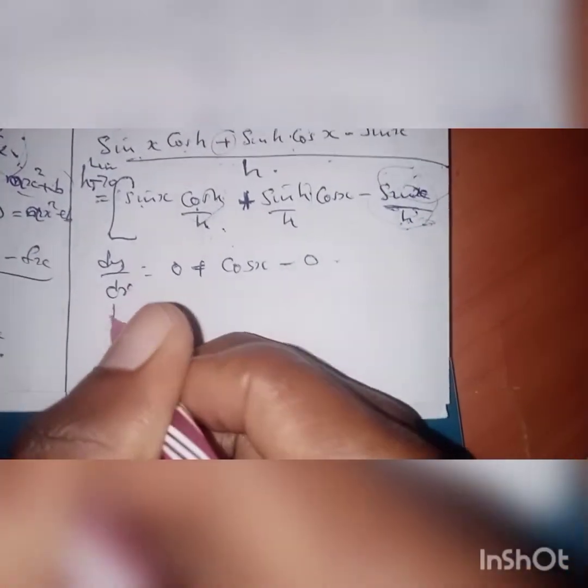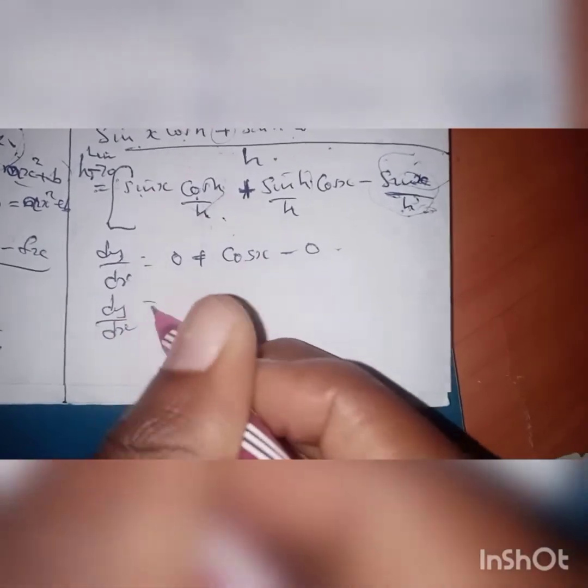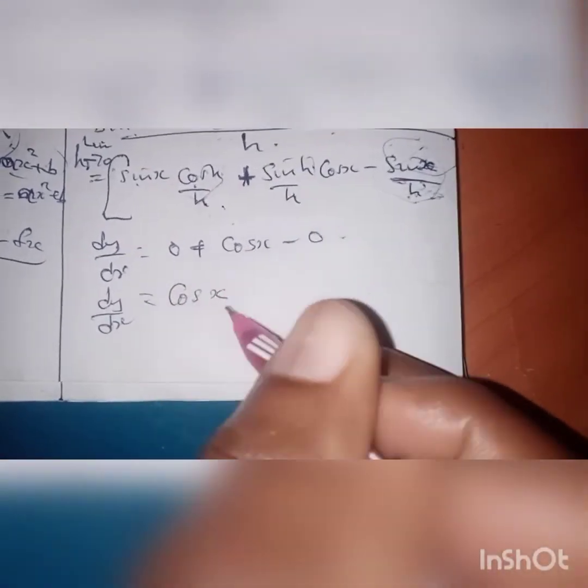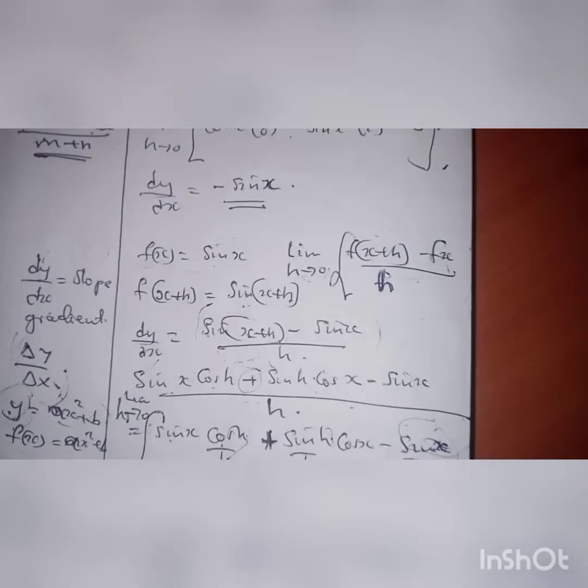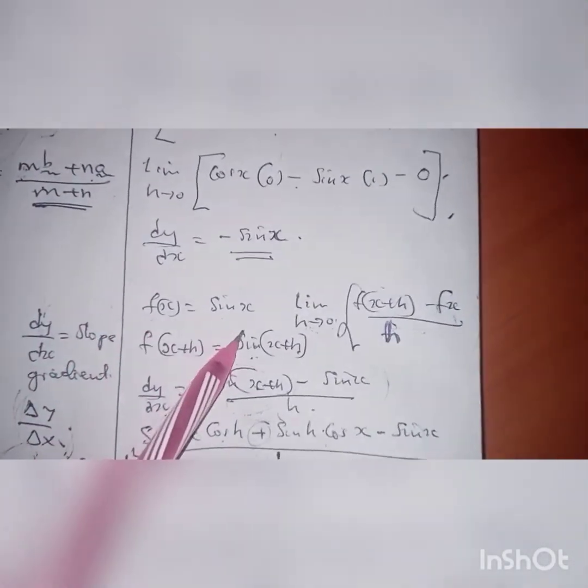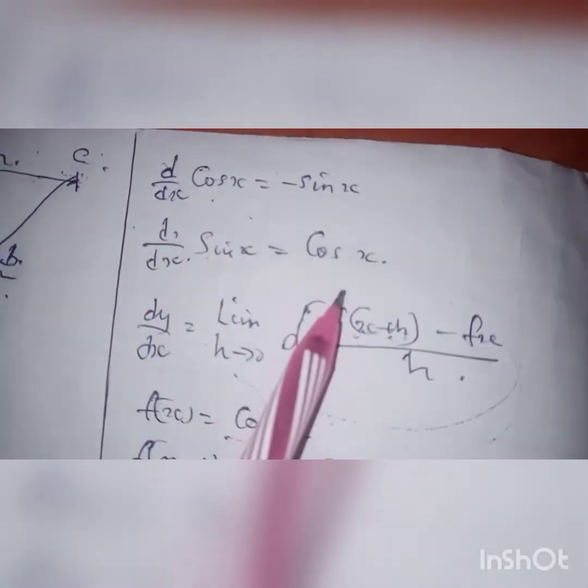So therefore, the derivative dy/dx is just cos of x. Hence proved that the derivative of sine x is just cos x.